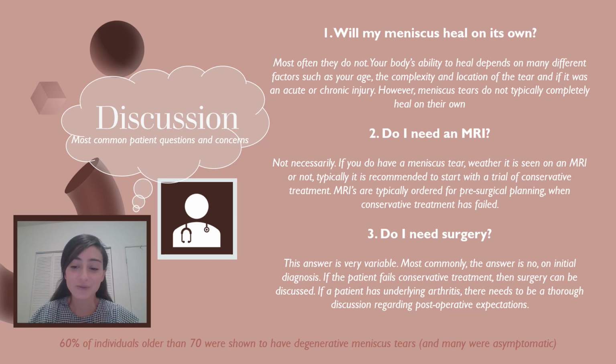All right, last really cool factoid that is very common for people to talk about in orthopedics is that 60% of individuals older than 70 were shown to have degenerative meniscus tears, and many were asymptomatic. So this just goes to show a lot of people that are especially elder have meniscus tears, and we really don't jump all over it. We like our conservative treatment, and we like our patients to try it.